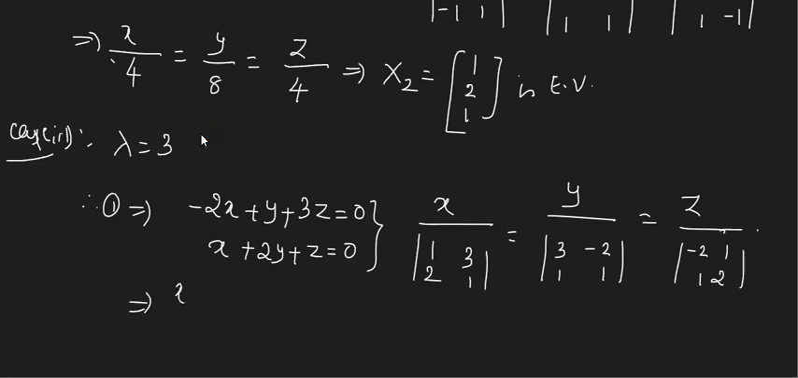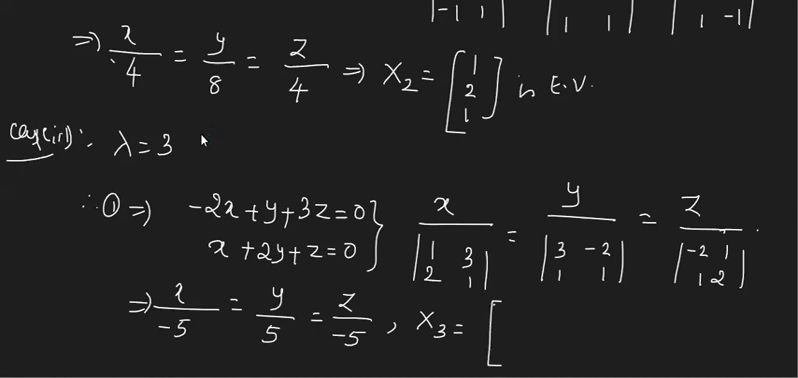Thinking that you are following, I am doing it a little faster. 1 minus 3 twos is 6, so how much? Minus 5. y upon 5. z upon minus 5. So what is x3? Minus 1, minus 1, 1. Take minus 5 common.